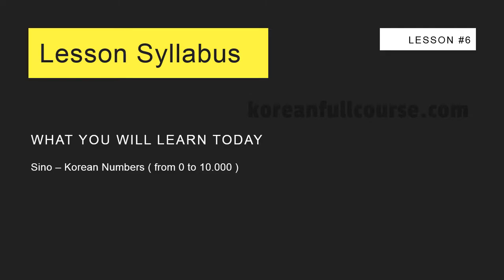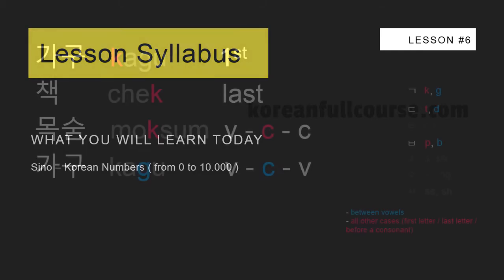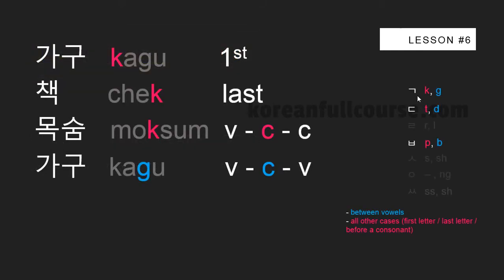Hi, today I will teach you how to count until 10,000 using Sino-Korean numbers. But before that, let's get back to the previous lesson, because I forgot to explain one more important reading rule. I said that when Gyeok, Tugut, and Byeob are placed at the beginning, at the end, and before a consonant, they should be read as K, T, and P. And when they're placed between vowels, read them as G, D, and B.